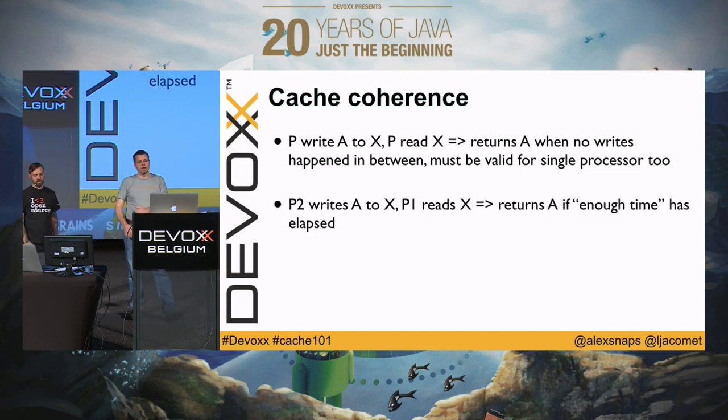Then take two processes. P2 writes A to X, and P1 reads X. And here we start getting into the funky dealing of coherency, because it returns A if enough time has elapsed. And while we don't want to delve too deep into what enough time means, that's the reality of CPU-level cache coherency algorithms. It really depends, because fetching data from memory is so costly that it might be better to let the CPU run a number of operations on wrong data before telling it to stop, rather than forcing it to wait to make sure the data is correct.